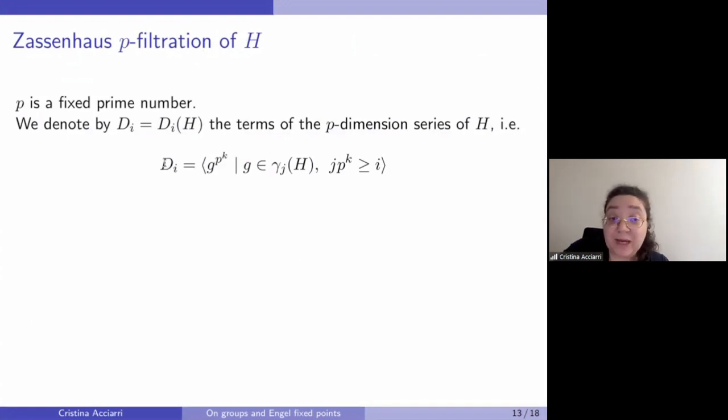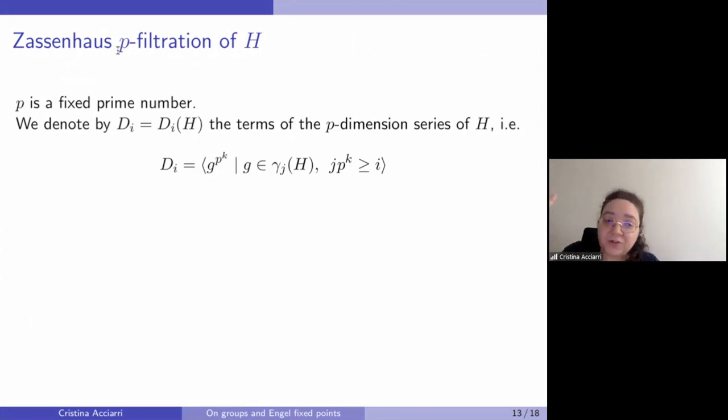And p is a fixed prime number. This depends on the Celof, of course. And we can start with what is called the Lie machinery, the Lie technique machinery. So I'm going to use a particular filtration that is called the Zassenhaus filtration of H.